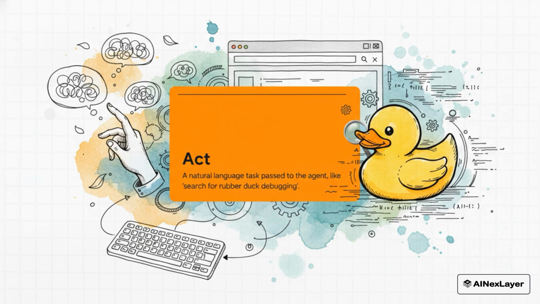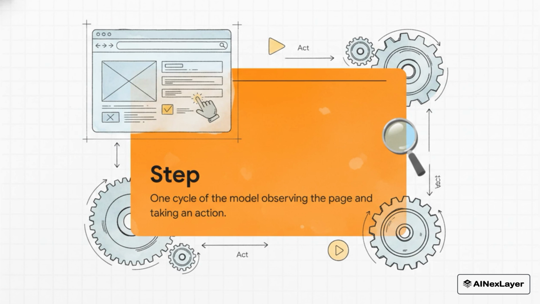Now, to really see how this all fits together in code, we just need to understand a few key terms. The first one is an act. This is the basic command you give the agent, and you just say it in plain natural language, something like search for RoboDuck debugging.